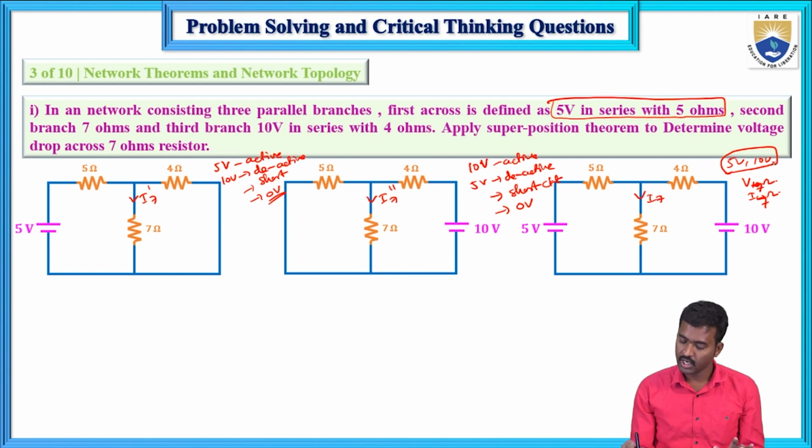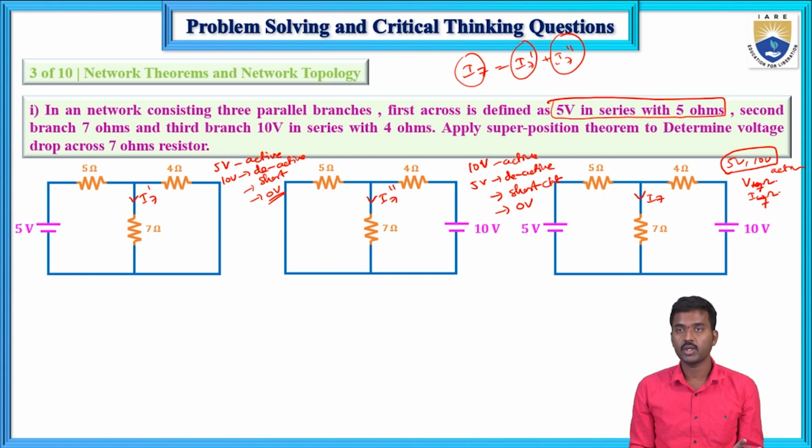Now here 5 volts and 10 volts are both active. According to the superposition theorem, I7, when two sources are active, that response current equals I7 dash plus I7 double dash. Total response equals the sum of the individual responses. How many responses here? Two responses, response 1 and response 2. Individual responses depend on the number of sources in the network. Here we have only two sources, so two individual sources.